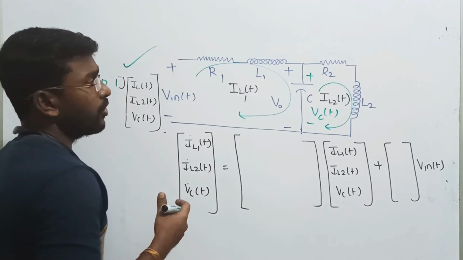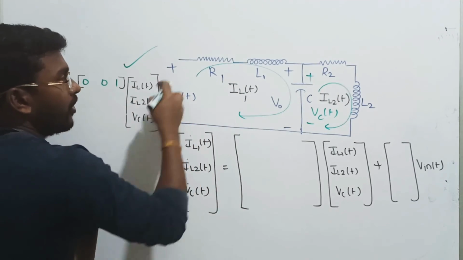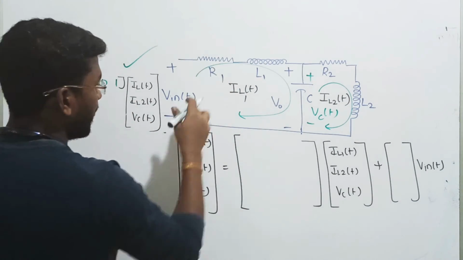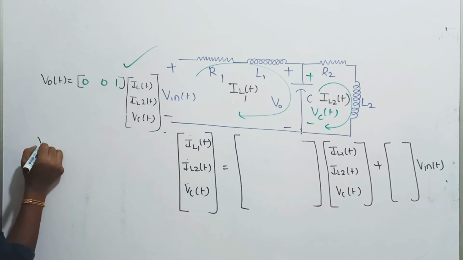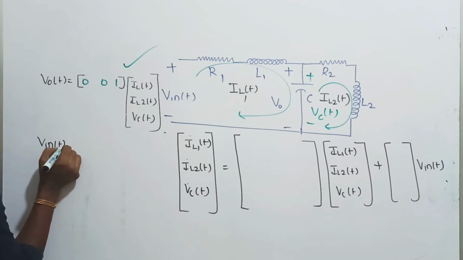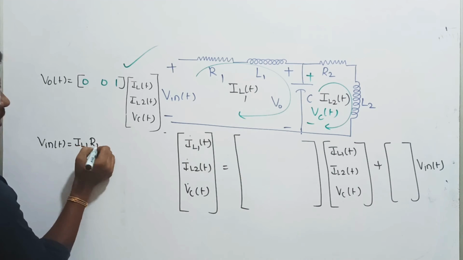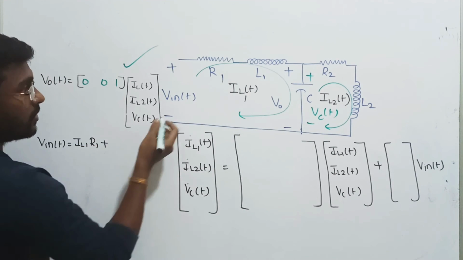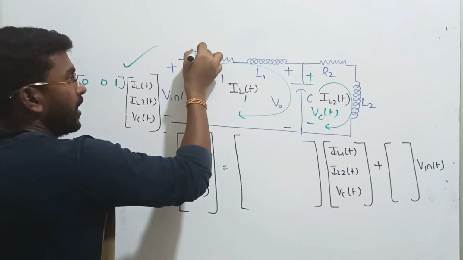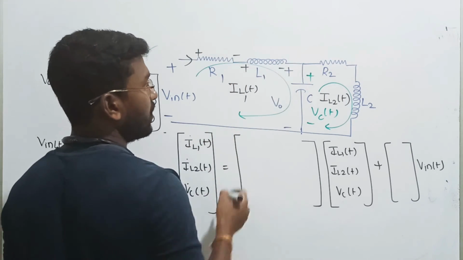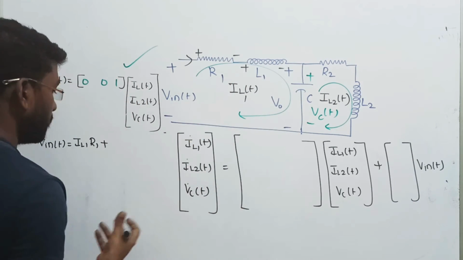But next, can we apply KVL here? If I write the KVL equation for this, it can be written as: input voltage Vn of t should be equal to IL1 of t into R1. The drop here should be plus, since current flows from here. Current entering point plus, leaving point minus. Don't think about it too much, these are all basic.